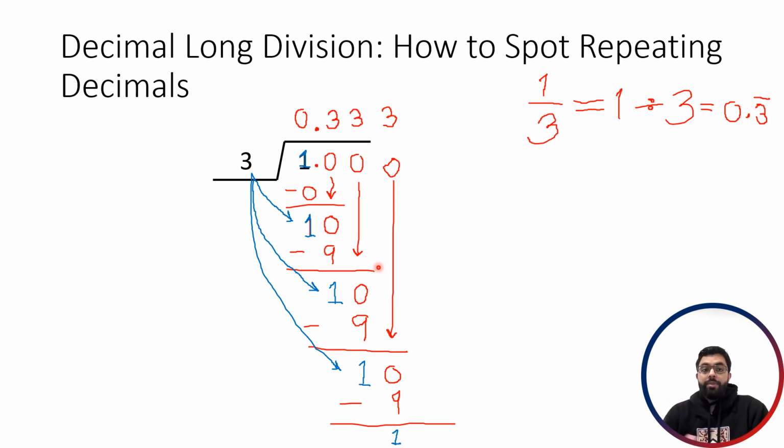So your only options really when you're doing decimal long division is you're going to get a remainder of 0, or you're going to get a remainder that eventually you find starts to repeat. And that's it.